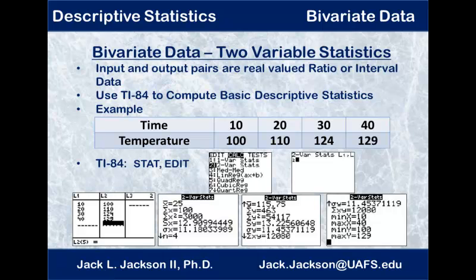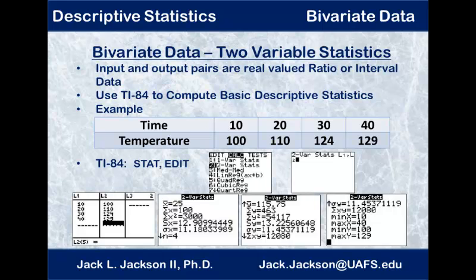So let's start with talking about what we mean by bivariate data. Bivariate data, we have both input and output pairs, and generally what we're going to be looking at here is real valued interval or ratio data. And we can, for example, use our TI-84 or similar calculator to compute some basic descriptive statistics.